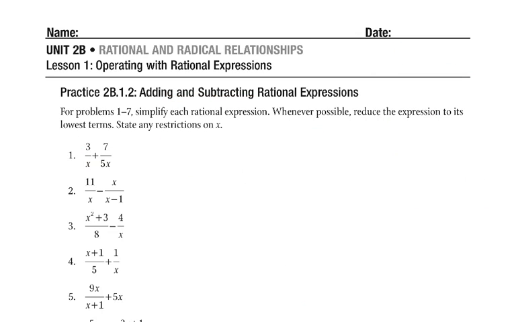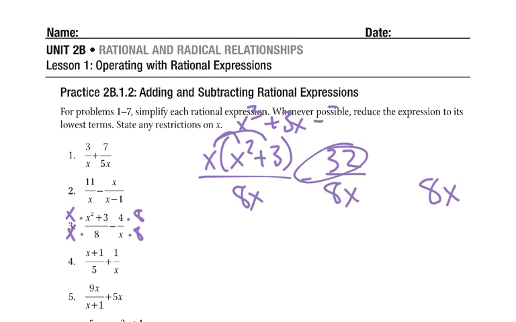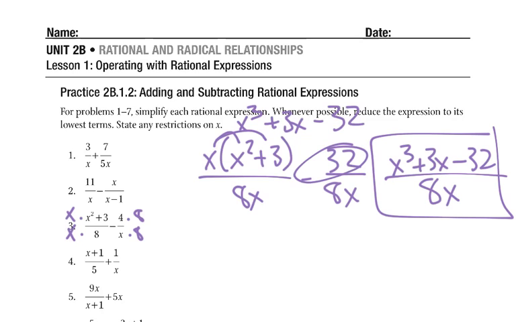Alright? Now, for number 3, same idea. We're going to times this side by x, and this side by 8. So I end up with x times x squared plus 3 over 8x minus 4 times 8 is not 4, 32 over 8x. So I get 8x. Now, I can simplify this to x cubed plus 3x, and then minus 32. And that's how I'm going to have to leave it. x cubed plus 3x minus 32. And there's my answer for number 3.